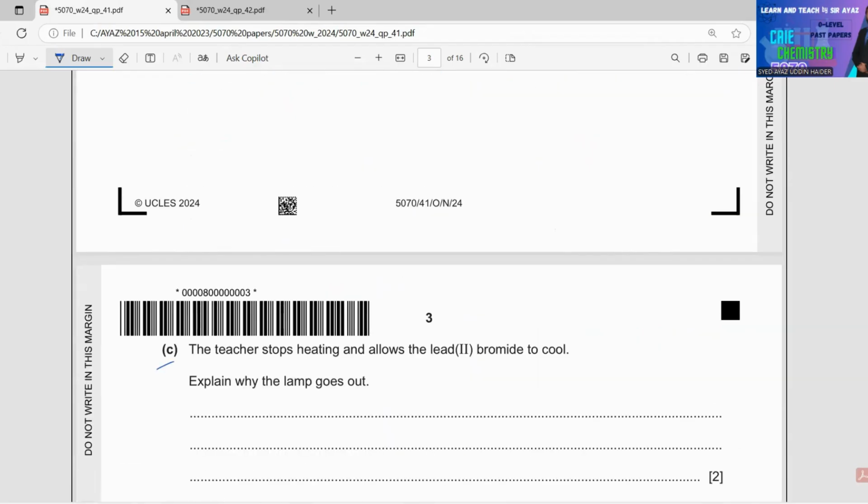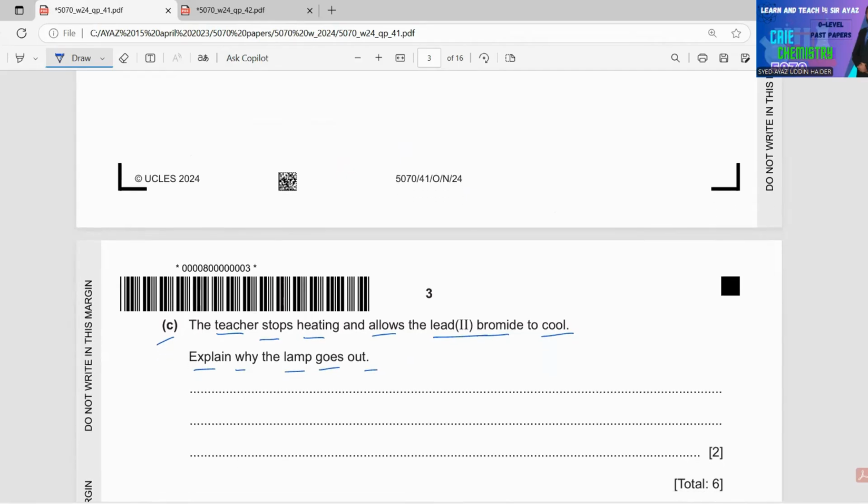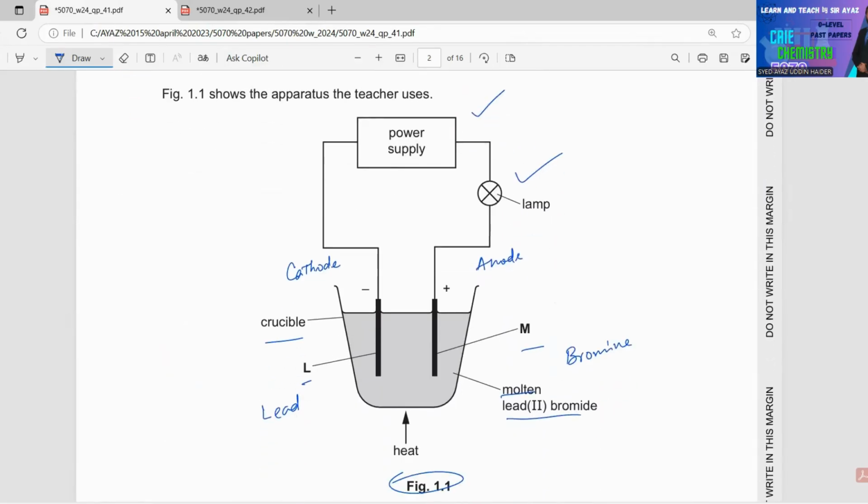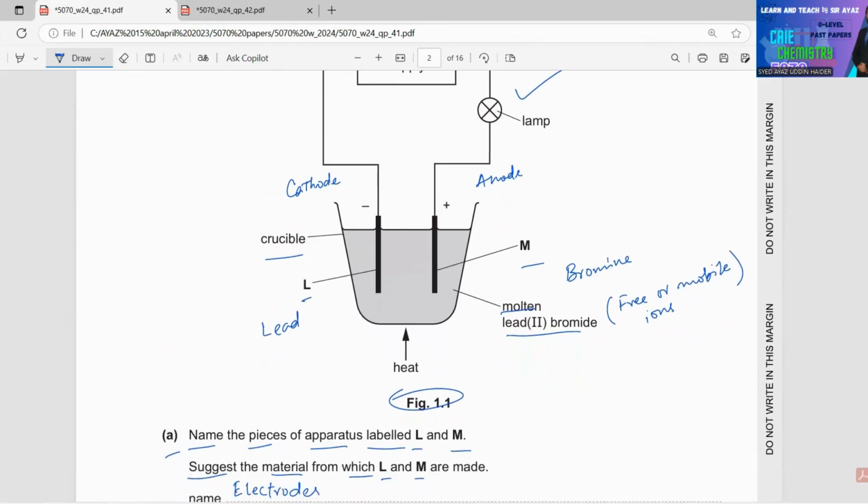Moving to the next part, which is part C. The teacher stops heating and allows the lead bromide to cool. Explain why the lamp goes out. So the lamp is lit up due to the movement of free ions in this molten lead bromide. We are having free or mobile ions here. Due to this, the lamp lights up. So current is flowing in the wires, and you have the movement of ions or charges in the molten electrolyte here.